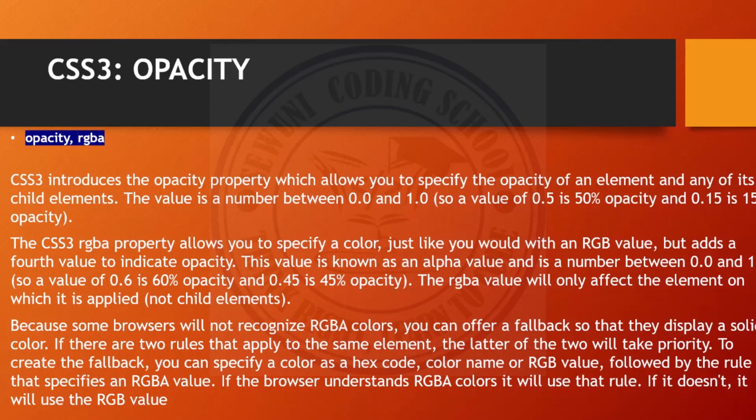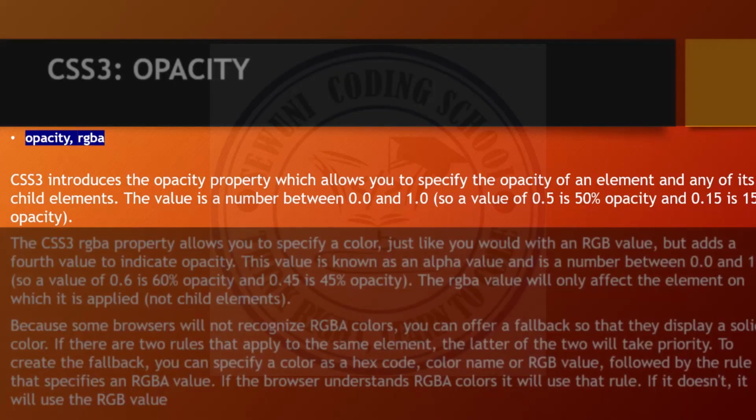CSS3 introduces the opacity property, which allows you to specify the opacity of an element and any of its child elements. The value is a number between 0.0 and 1.0. So 1.0 is the highest, and 0.0 is the lowest. So you can get 0.1, which means 10% in percentages, 0.5, which is 50%, 0.45, 45%, 0.60 is 60%. Okay, opacity.